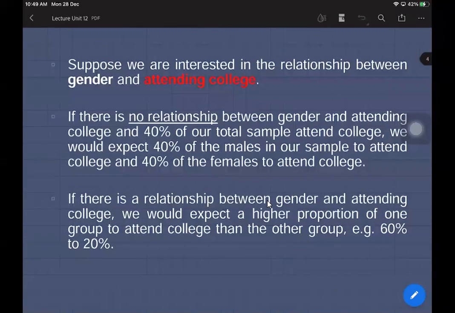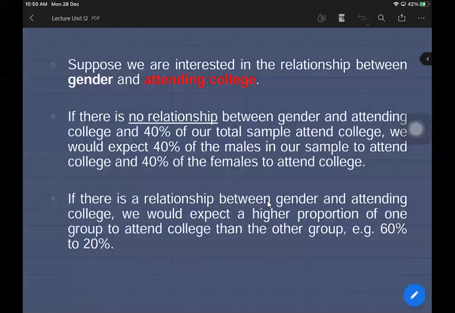Here is an example. Suppose we are interested in the relationship between gender and attending college. If there is no relationship between gender and attending college, and 40% of all the samples attend college, we would expect 40% of males in our sample to attend college and 40% of females to attend college. We are looking at whether those attending college differ between genders.